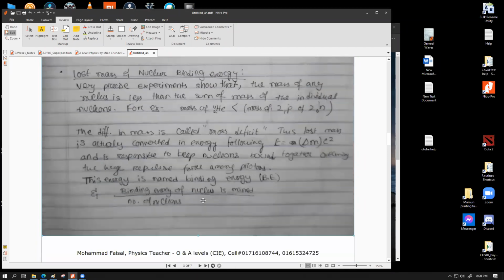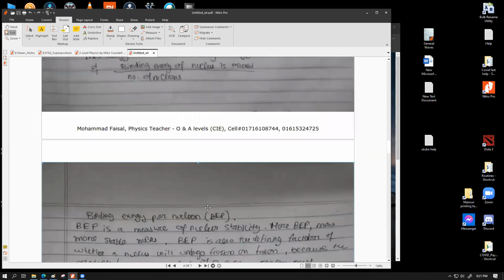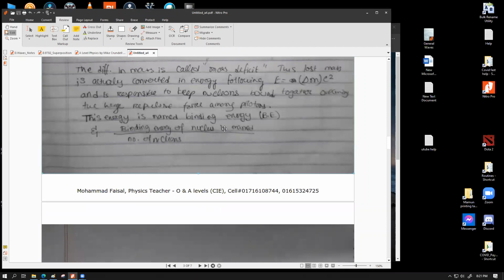And if we divide the binding energy of the nucleus by the number of nucleons, we get BEP. The student has written this part above, but this should be over here. So the binding energy of the nucleus should be the numerator, divided by the number of nucleons, meaning the total number of protons and neutrons in the nucleus. This ratio is named binding energy per nucleon. So this is also another important quantity for different isotopes. So we can talk about this quantity.